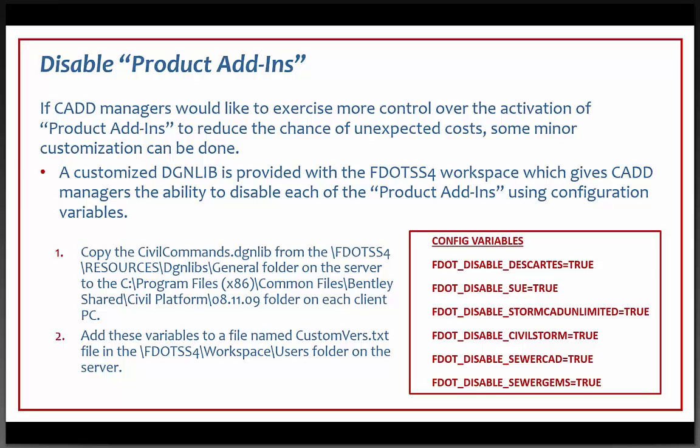And then I could go to the individual users' machines that would need these products. Say in drainage, I could go down to the drainage department and add just on their machines in their UCF files this statement, FDOT disable storm CADD equals, and set its defaults for drainage products, and then the drainage users would be able to activate it, but nobody else in the office could. You see how it gives you that extra level of control over your licensing of these product add-ins.